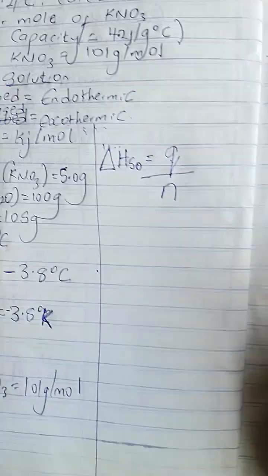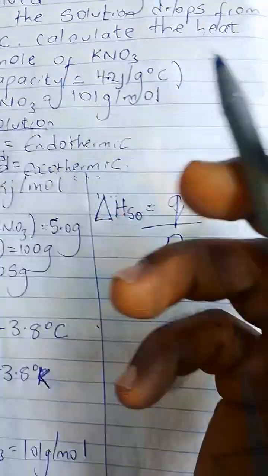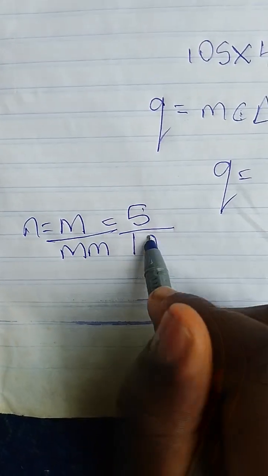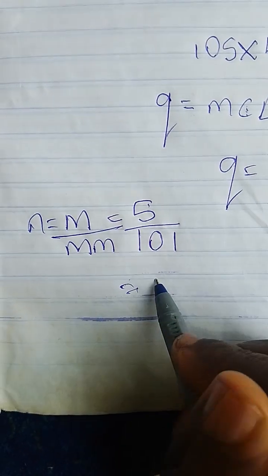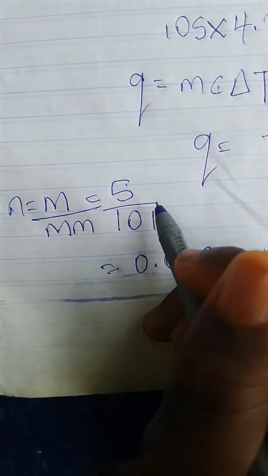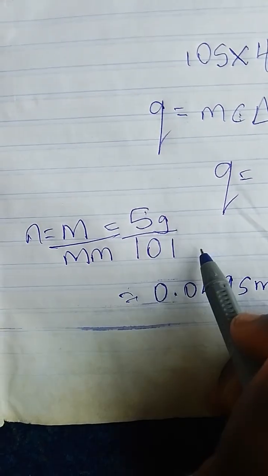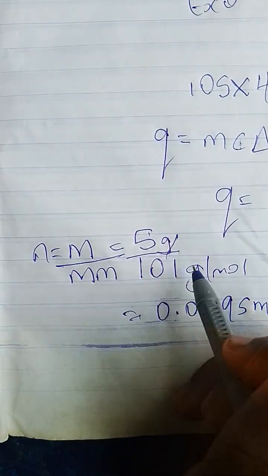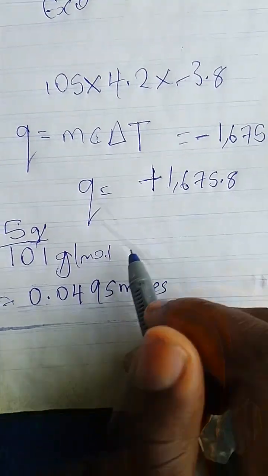Sorry. Okay, it's already given. They've already helped us to calculate it. Now we have 5 divided by 101, and that will give us 0.0495 moles. Remember, mass is 5 grams. Molar mass is given as gram per mole. Gram cancels gram, we are left with mole. Okay, now let's input our values.